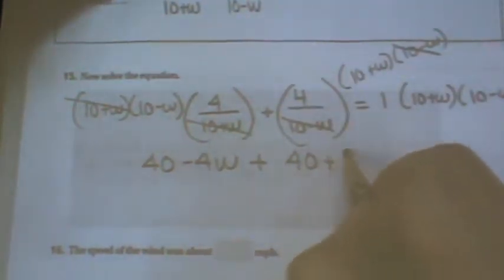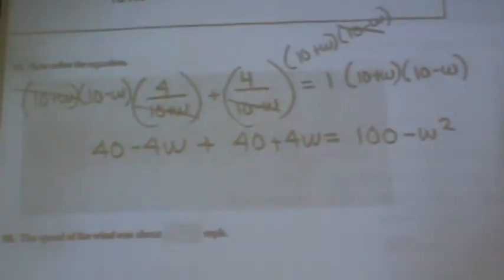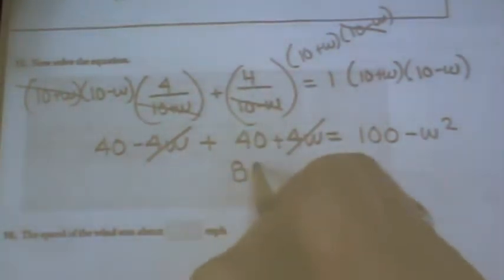40 minus 4W, plus, what happens here? What do you have? 40 plus 4W, I have the same. Equals, what's this? 10 plus W, 10 minus W, 100 minus W squared. Okay, what cancels out here? These two? What's 40 plus 40? 80.